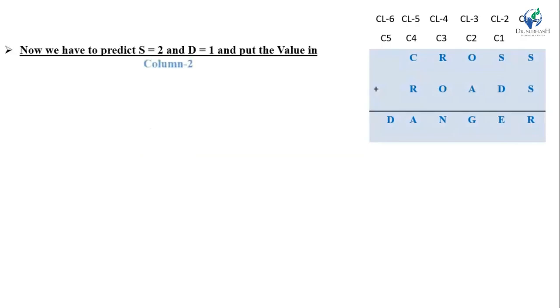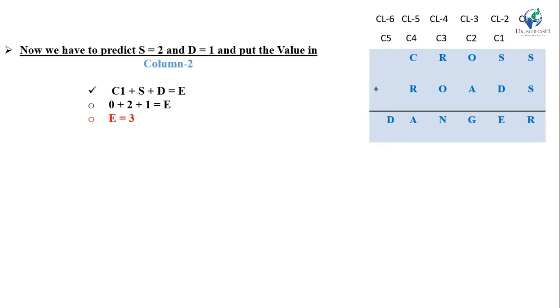Now we predict S is equal to 2 and D is equal to 1 and put that value in column 2. So it looks like C1 plus S plus D is equal to E. Here we have put the value of S and D, and also consider column 1 does not generate any carry to column 2.